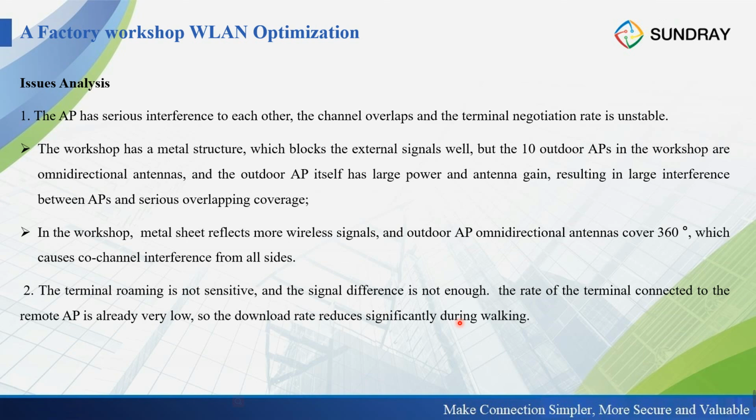The APs have serious interference because we are using 10 outdoor APs. Remember that one outdoor AP with the omnidirectional antenna can cover 100 meters. Our workshop is around 200 meters long. So with 10 APs, definitely the 10 AP signals are overlapping with each other. They have the interference to each other.